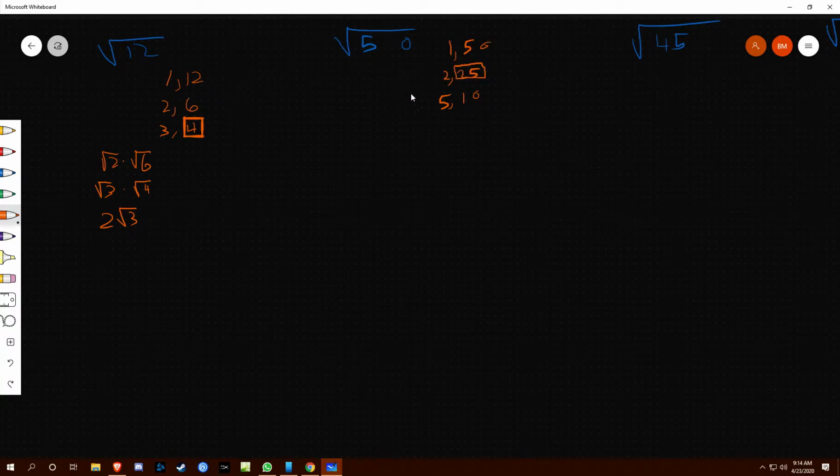Not a bad idea to go ahead and list all your perfect squares. So we have square root of 25 times square root of 2. Square root of 25 is 5. Square root of 2. And I'm done. Square root of 50 reduces down to 5 times square root of 2.